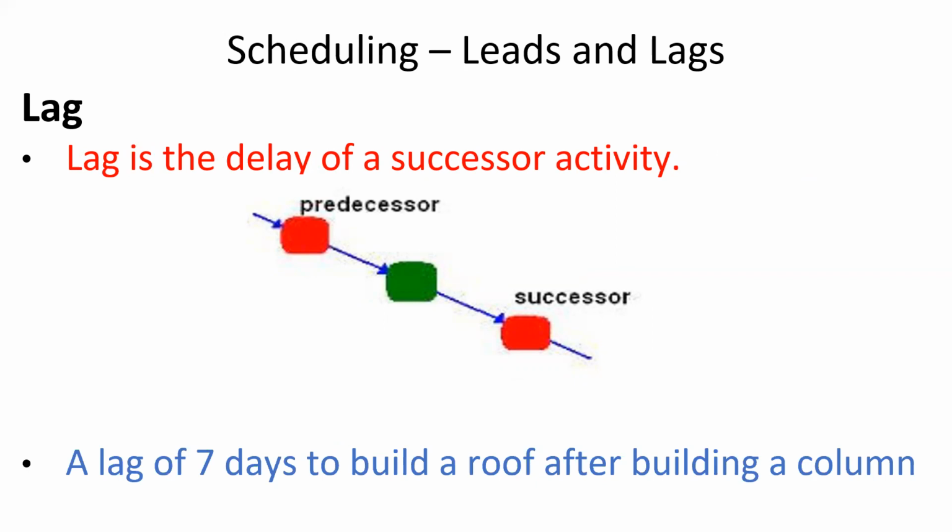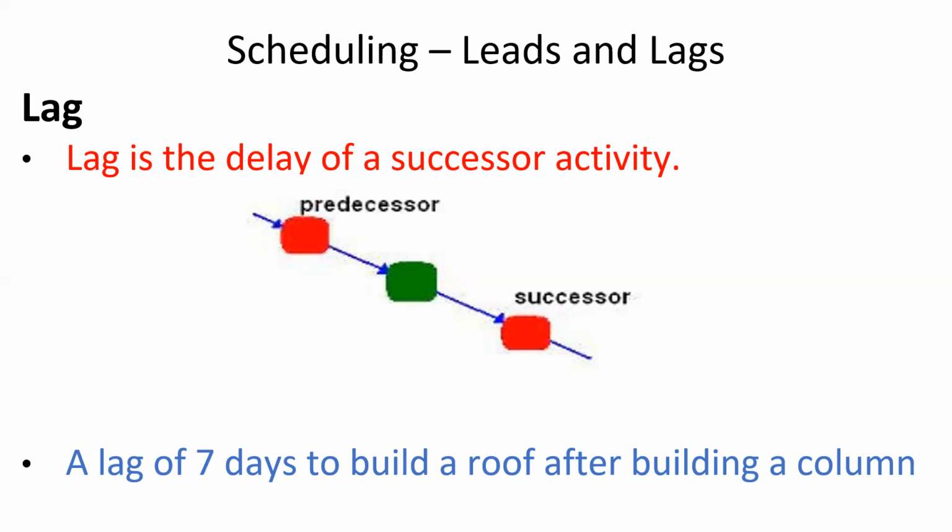When you're constructing a column, you pour in the concrete. The concrete takes time to solidify itself, and you cannot build a roof until you know that the column has reached its maximum strength. So based on all the calculations, you knew that it takes 7 days for the column to attain its maximum strength. So you schedule the activity of building the roof 7 days after you've built a column.